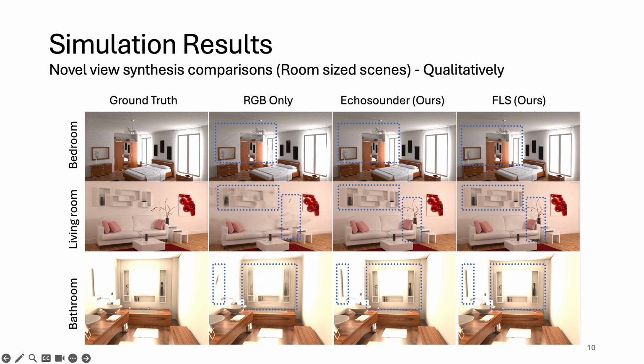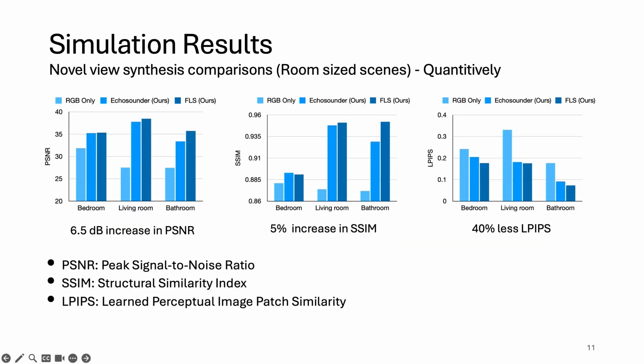We first show the simulation result. Our proposed methods successfully minimize the occurrence of floaters and produce high-quality novel views, as shown in the blue dashed boxes. We observe an average improvement of about 6 dB in PSNR compared to the RGB-only algorithm, with a 10 dB increase in challenging scenes that contain little texture. We also increase SSIM by 5% and have 40% less LPIPS.